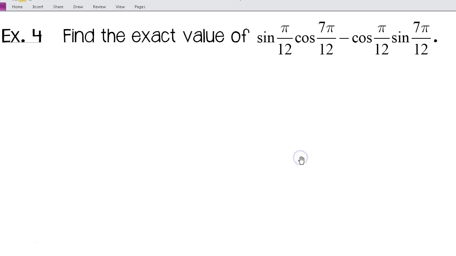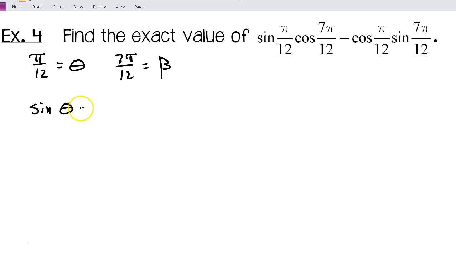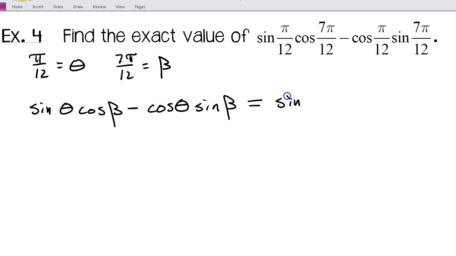We want to find the exact value of this expression, and again I'm going to make some substitutions to make things easier. I'm going to let pi over 12 be theta, and let 7 pi over 12 equal beta. Substituting theta and beta, I've got sine theta cosine beta minus cosine theta sine beta. This corresponds to my difference formula for sine, so it's equivalent to sine of theta minus beta.